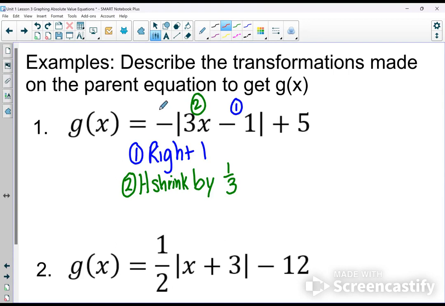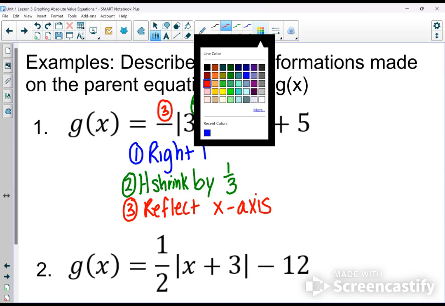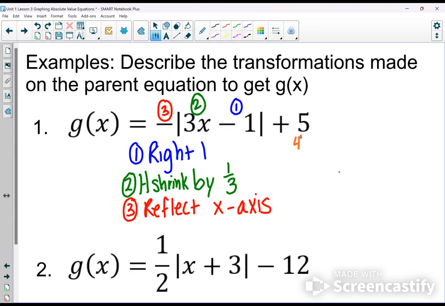There's a transformation on the outside here. A negative on the outside is a reflection about the x-axis. If you write flip, we will not give you credit for that because flip is not a math word. And then our last transformation is over here. We're adding 5 on the outside, telling us to move up 5.